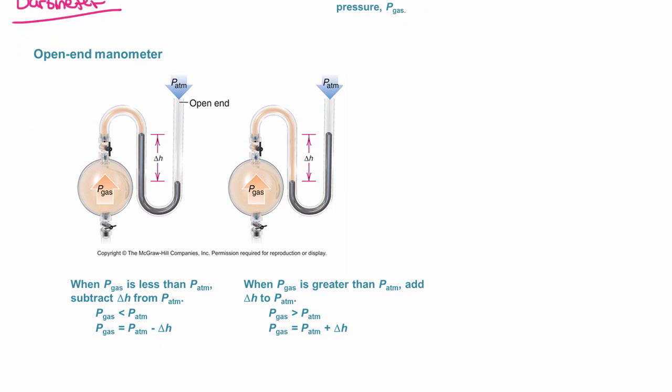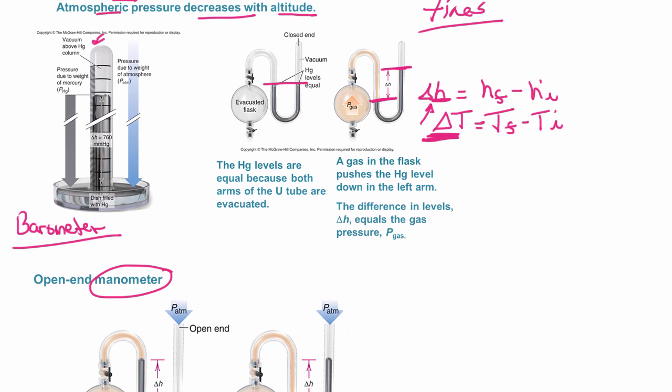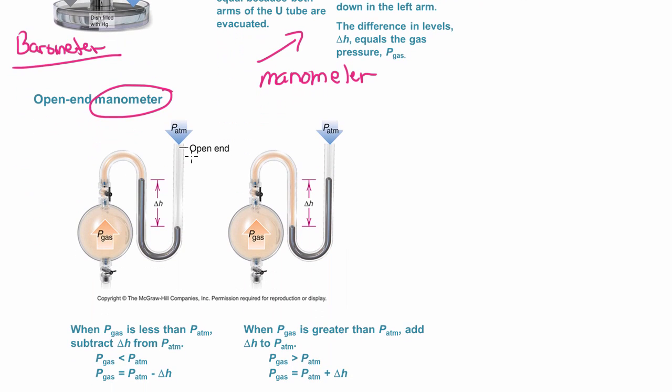Now, if I was doing an experiment in the lab, I would use this open-end manometer. I don't think I told you that this was called a manometer. This one has a closed end, and in the lab I would use an open-ended manometer. So I would have a flask that has some gas in it. Of course, my U-tube is filled with mercury, but in this case this end is open, so the pressure of the atmosphere pushes down on the mercury. And then we have the pressure from the gas.